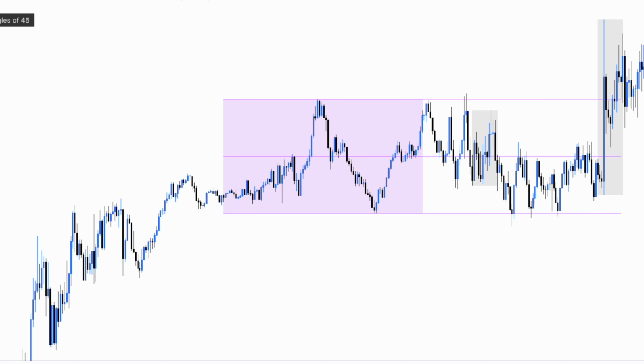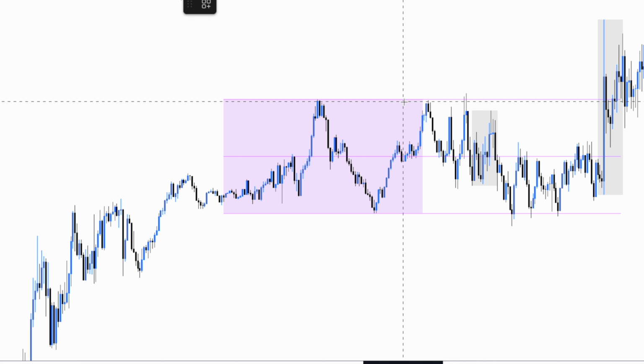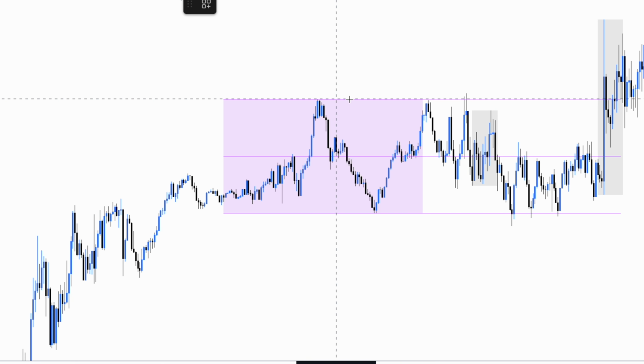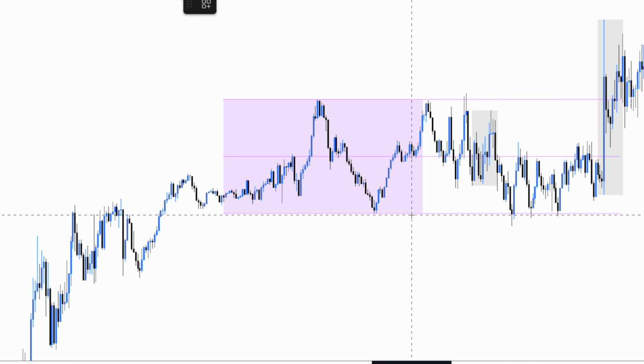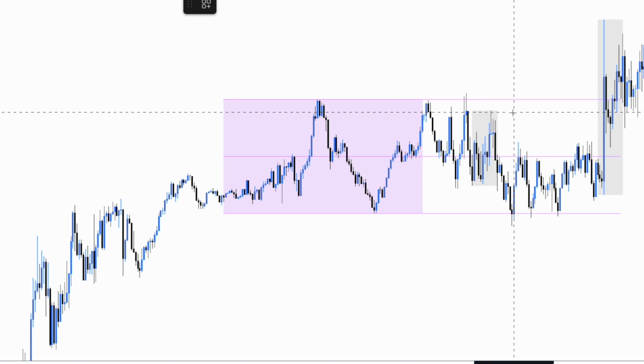So let's break down this trade. As you can see, during the London Open, the price took out the high of the Asia and then it came down and broke down the low. I was expecting price to go back high again.